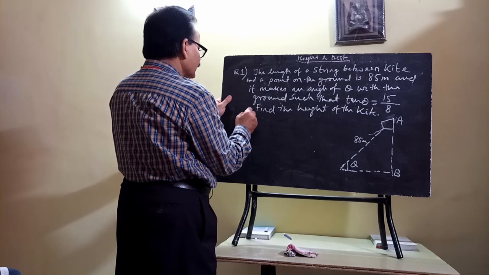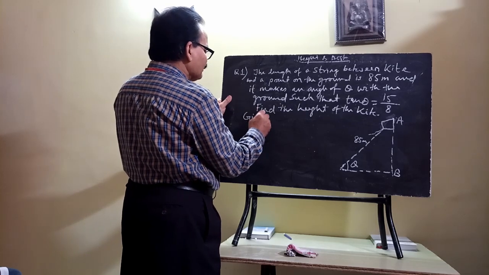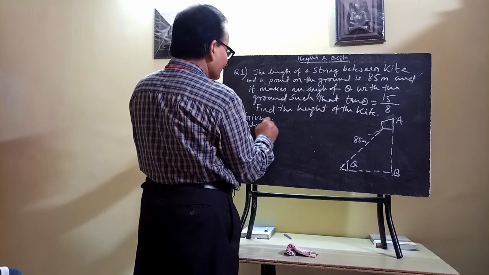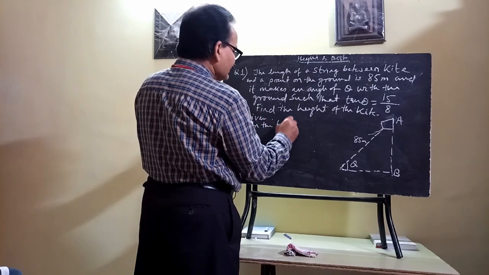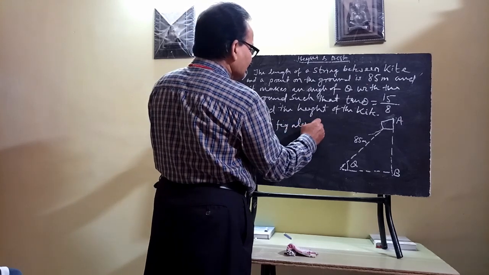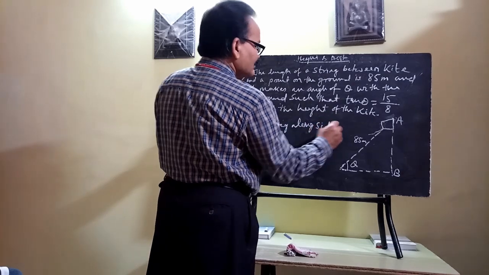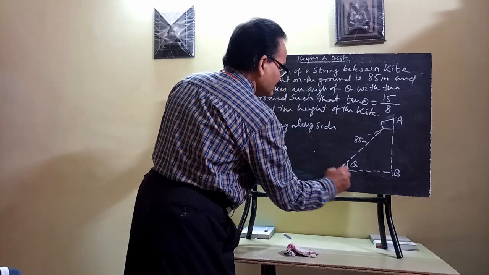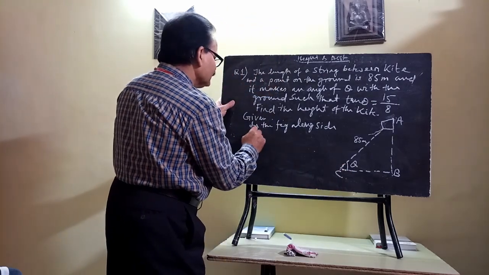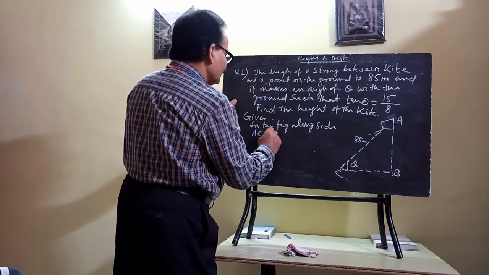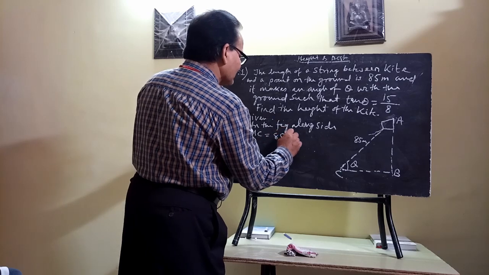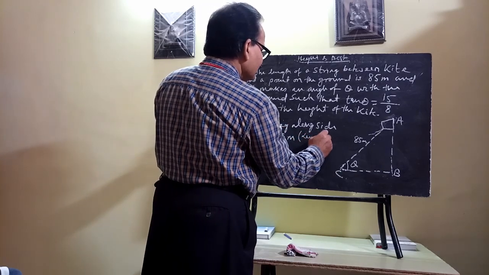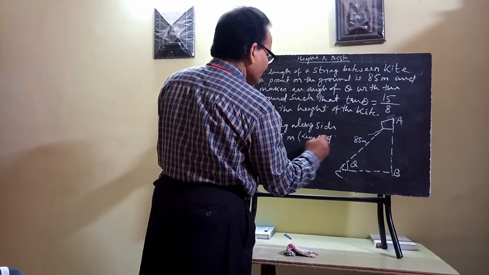So you have to write the first given part in the figure alongside. In the figure alongside, AC equals 85 meter. That is the length of string.